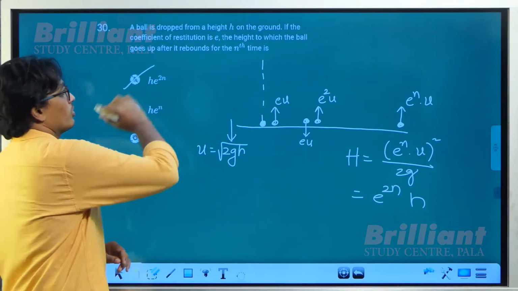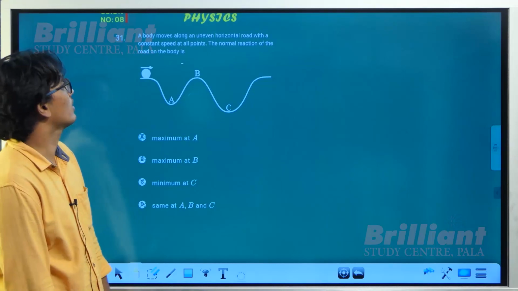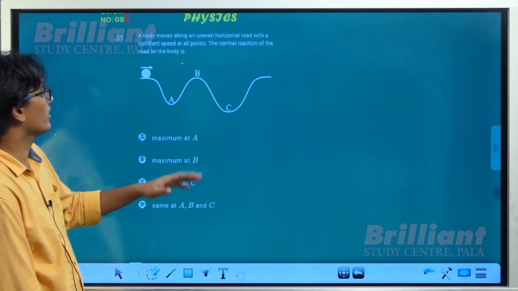So h into e power 2u. Okay. Next, a body moves along an uneven horizontal road with a constant speed at all points, the normal reaction.